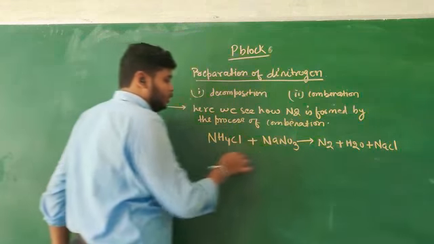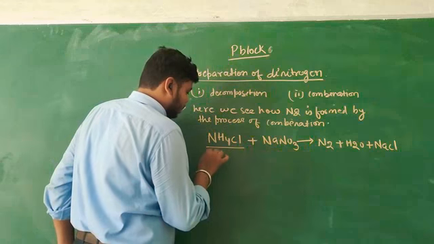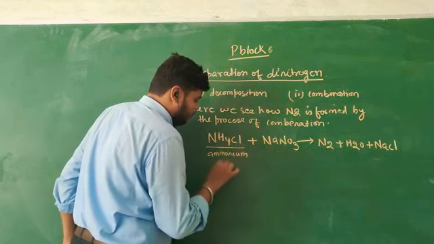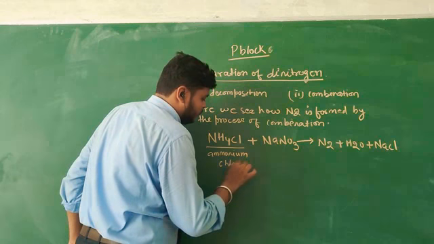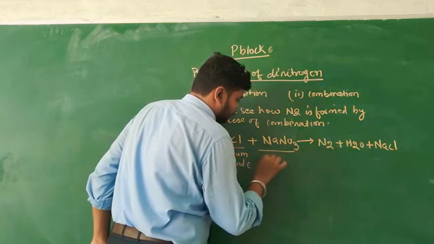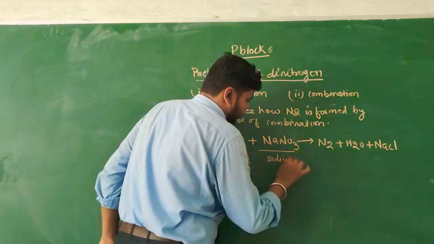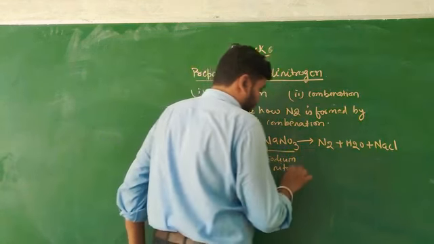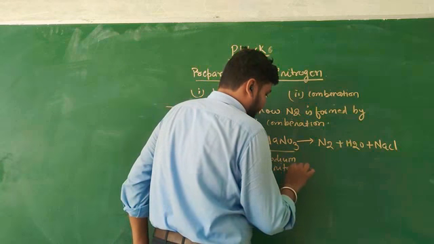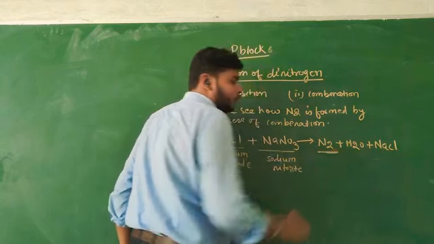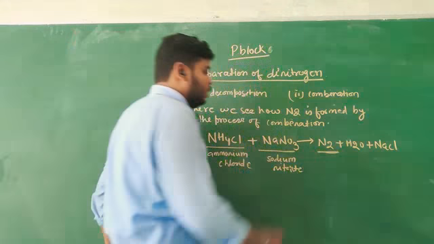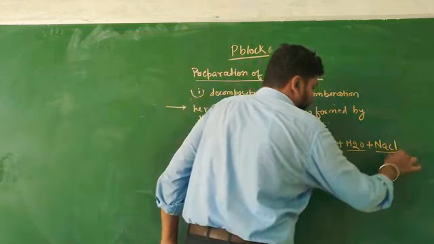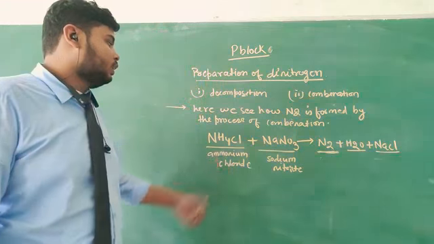By combination, this is ammonium chloride, and this is sodium nitrite. This is the formation of N2, and this is water, and this is sodium chloride. So this is the formation.